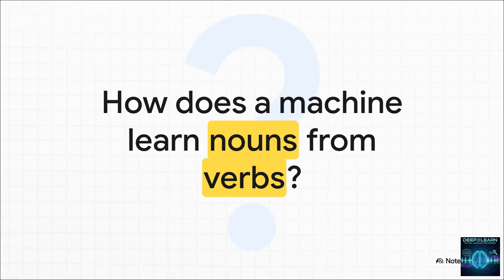So it all boils down to this, right? How does a machine, a thing that only thinks in ones and zeros, learn the difference between a noun and a verb? You and I, we just know that dog is a thing and run is an action. But how do you teach that kind of intuition? Well, that's the puzzle we're going to solve today.